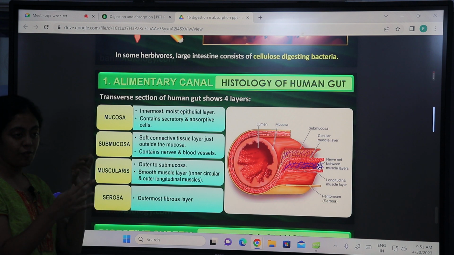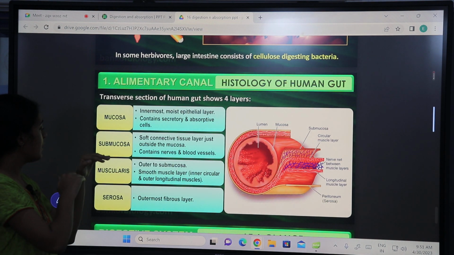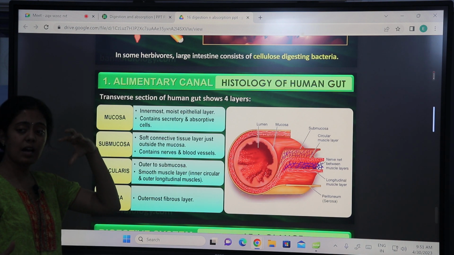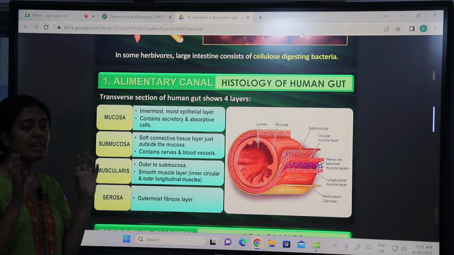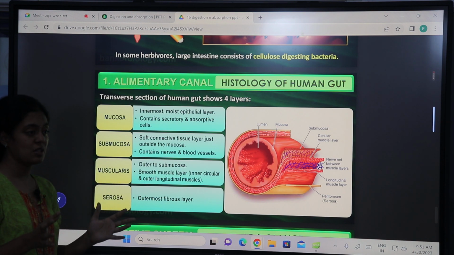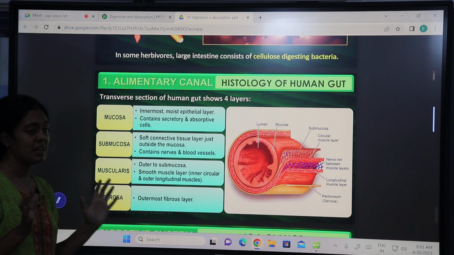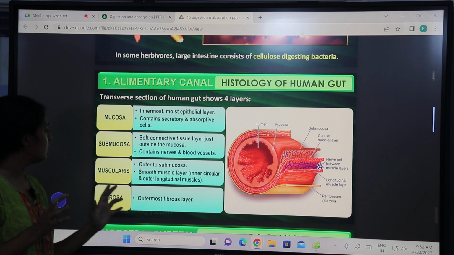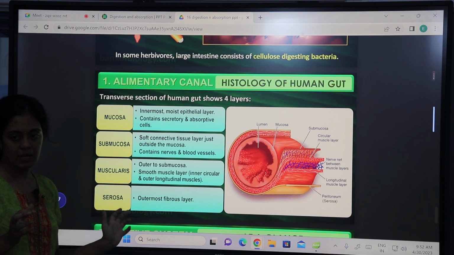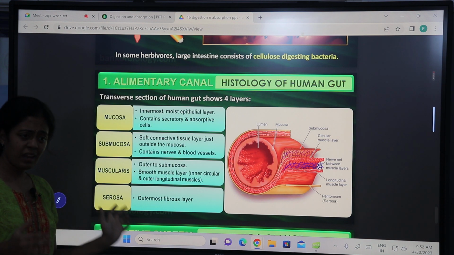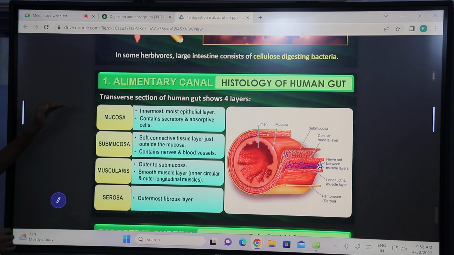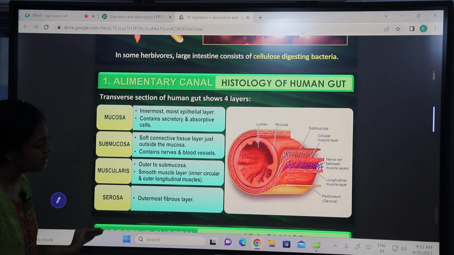All of you listen: serosa, muscularis, submucosa and mucosa. Serosa is the outermost layer, mucosa is the innermost layer. Which is the muscle containing layer? Muscularis. Which is an epithelial layer? Mucosa. Which is a connective tissue layer? Submucosa. Which is the fibrous layer? Serosa. Write down. So 4 layers: mucosa innermost, submucosa, muscularis and serosa.